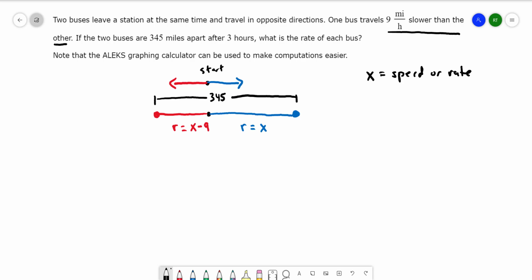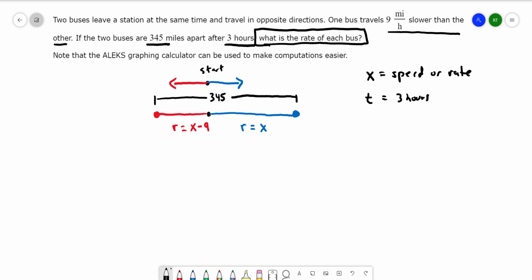Okay, so that's how far apart they are if you look at where they ended up. And this was after 3 hours. So that's a time they're giving you. The time is going to be 3 hours. That's how long they traveled for. So I did my 345 miles, I put how much time they traveled for, and they want us to find what is the rate of each bus.